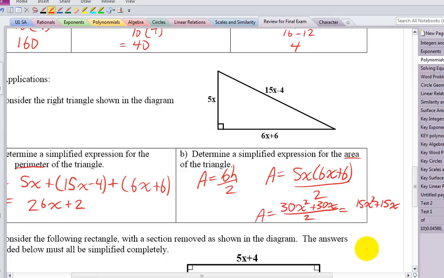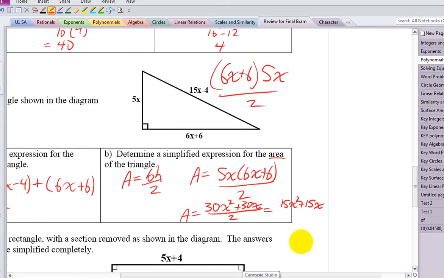Okay, now you could have written this one as 6x plus 6 times 5x divided by 2. Did anyone do that? It does work out to be the same, right? Don't be concerned about that. 5x times the first term times the second one. So you'd still get 30x squared plus 30x divided by 2.